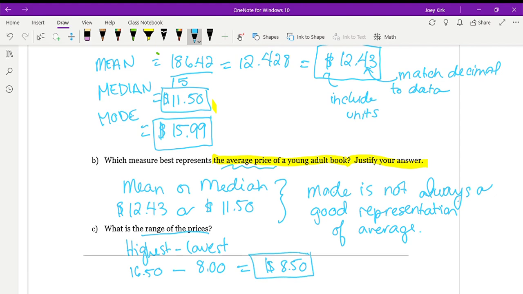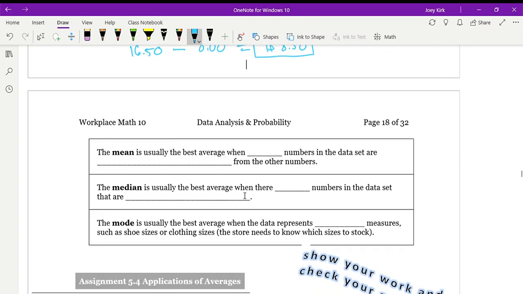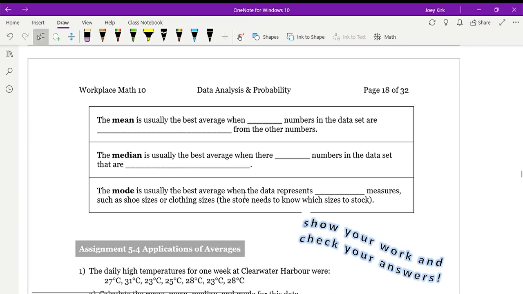All right. So some rules that you can kind of keep in your head or live by. The mean is going to be the best average when no numbers in the data set are very different from other numbers. So no numbers in the data set are very different. So it means that they're all kind of clustered together. And that would be like having a small range, okay? So if your range is reasonably small, the mean is going to be the best.